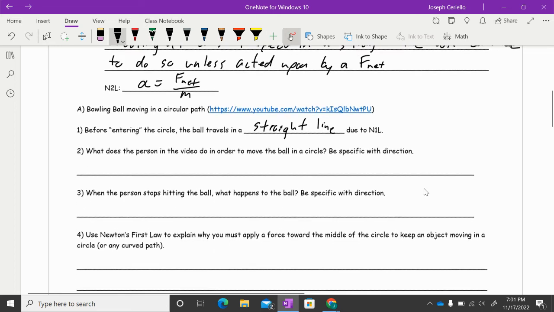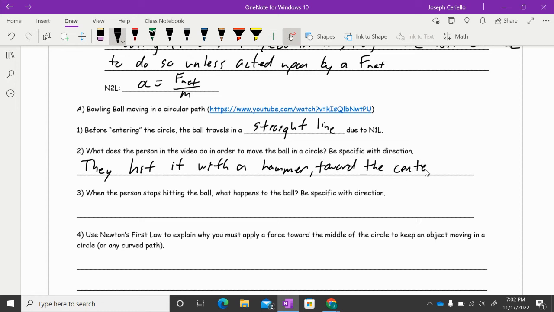But the person in the video wanted to move it in a circular path. So what did they do? You should have noticed they hit it with a hammer. But which way were they always hitting it with the hammer? Don't say up, down, left, right. Think about which way they were always hitting the ball with the hammer. They were always hitting it toward the center of the circle. And when the person stopped hitting it with the hammer, what happened? It moved in a straight line.